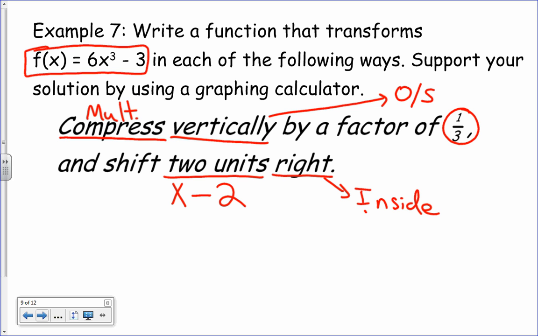So let's write this down. Everything that we're seeing right here. Multiply the outside by 1/3. So we're going to take the outside and multiply it by 1/3. 1/3 times f of something. The outside, though, is getting multiplied by 1/3, correct? And what did we say is going on the inside? Right, x minus 2, because we want to go 2 units right. X minus 2 on the inside would make us go right 2.